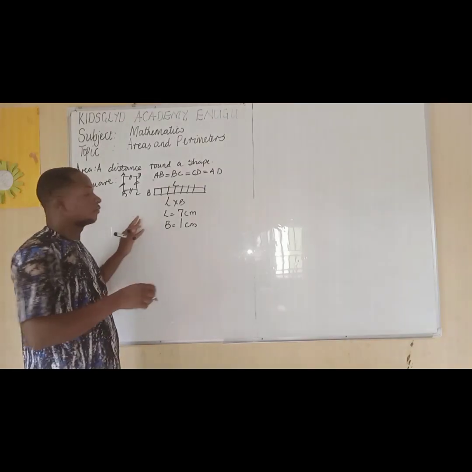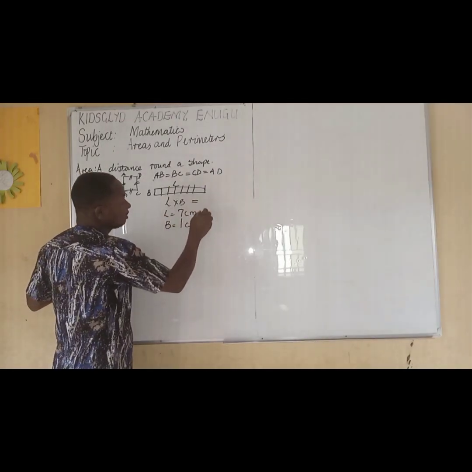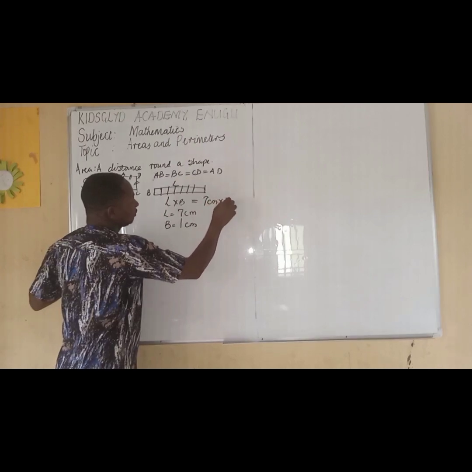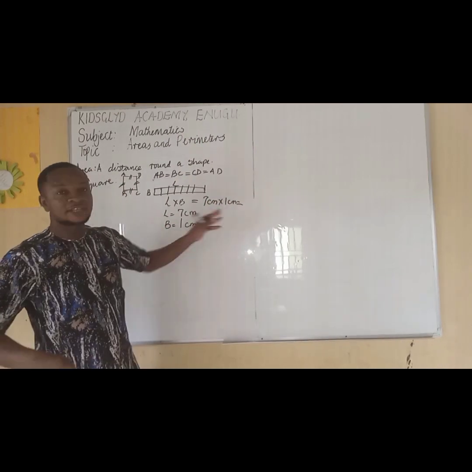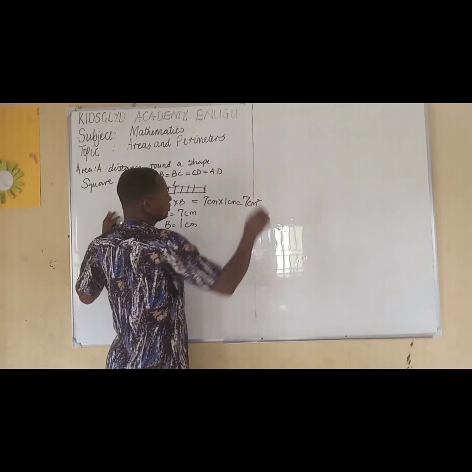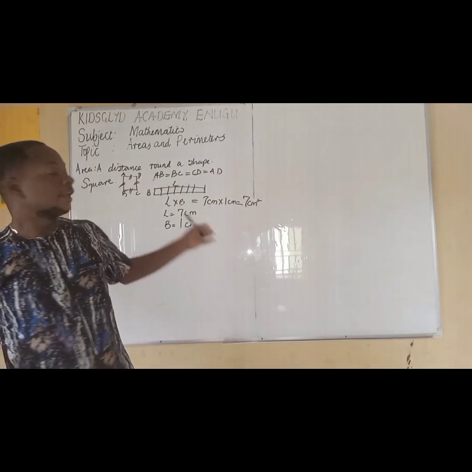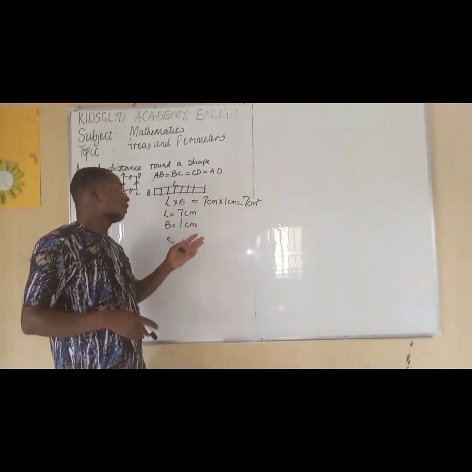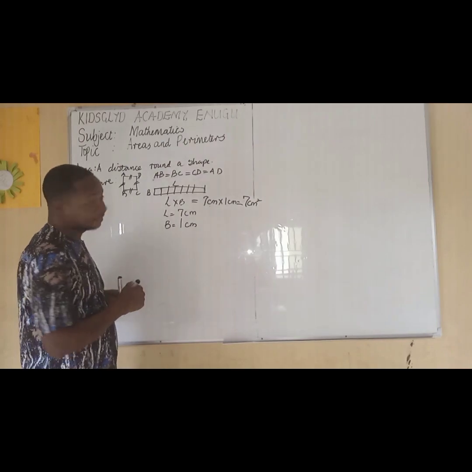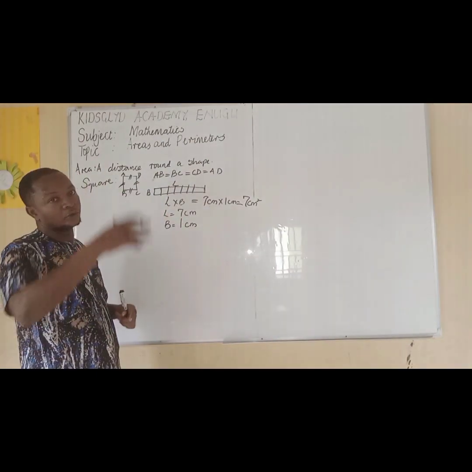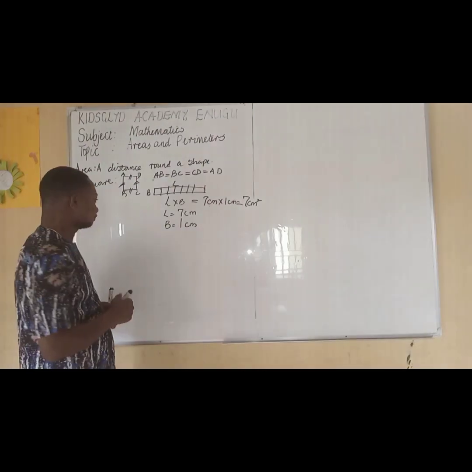So for you to look for the area, since the area is length times breadth, we say 7 centimeters times 1 centimeter, which is equal to 7. Centimeter times centimeter gives us centimeters square. That means the area of a shape is given in centimeters square, though some are given in meters, or a higher distance, and also kilometers.